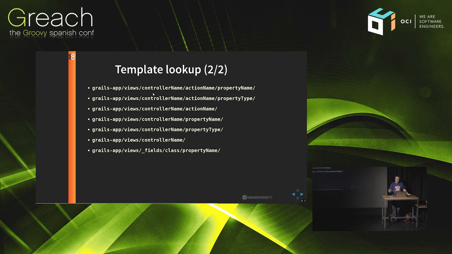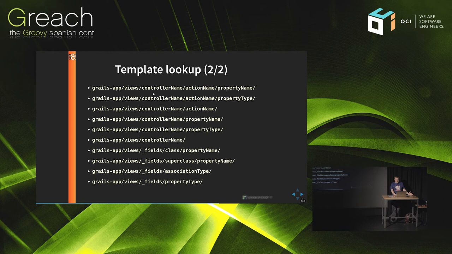And then when it's done searching for the particular controller, it will start searching the fields view folder for the class name and the property name, superclass property name, association type: one-to-many, many-to-one, many-to-many, and one-to-any. Then the property type and the property superclass, and then I'm running out of space here. Finally, it looks in one called default. And that should be it, hopefully.